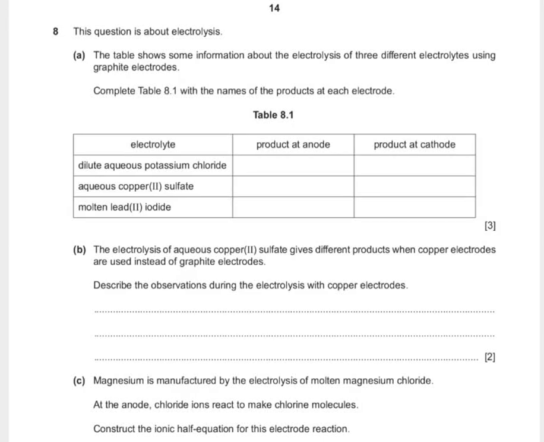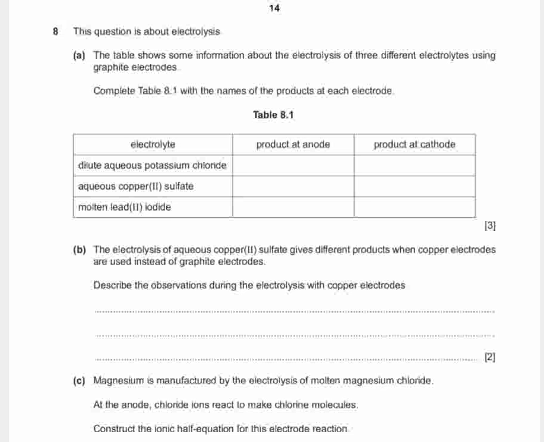This question is about electrolysis, and here we have the table in which we have an electrolyte and we have to nominate the anode and cathode material. For dilute aqueous potassium iodide, the result on anode will be oxygen and on cathode we have hydrogen. For aqueous copper sulfate, we have oxygen at anode and copper at cathode.